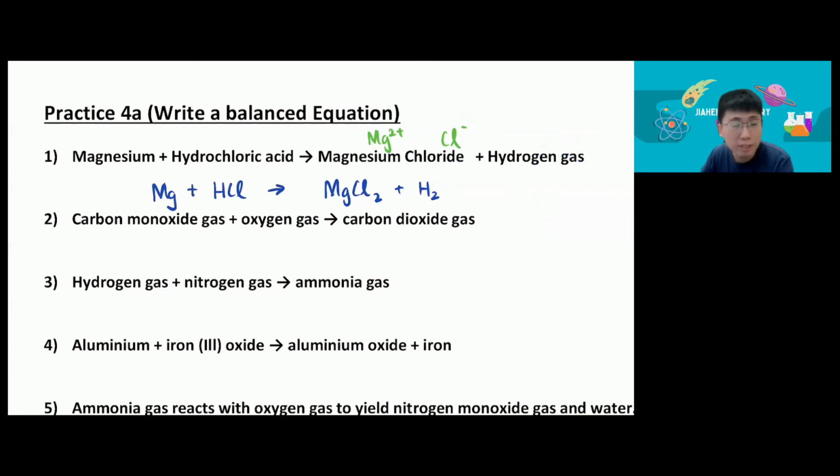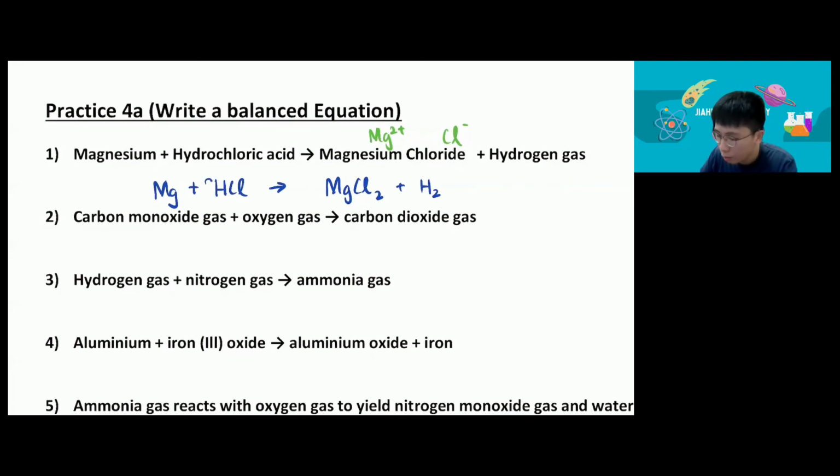Once I can write out the symbol equation, I have to balance the equation. Here, I have 1 Mg, and 1 Mg at the back, so Mg is settled. Then for H, I have 1 in the front, but at the back there are 2. Something very simple, right? How to make the 1 become 2? I times it by 2. So when I times 2, I have 2H, and I have H2.